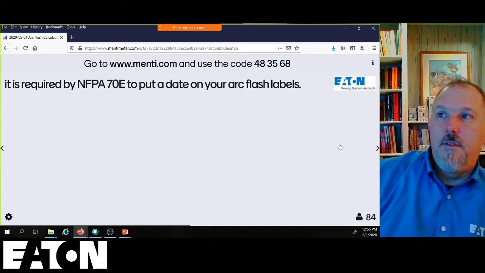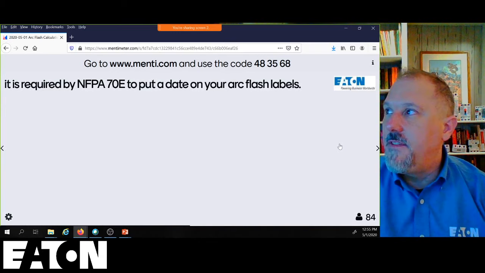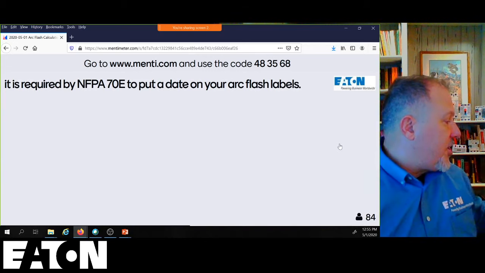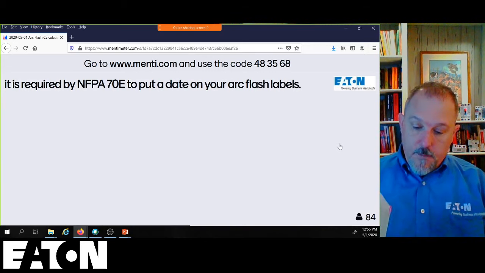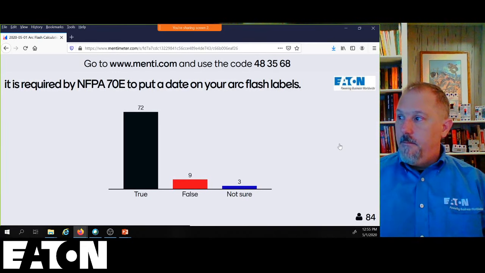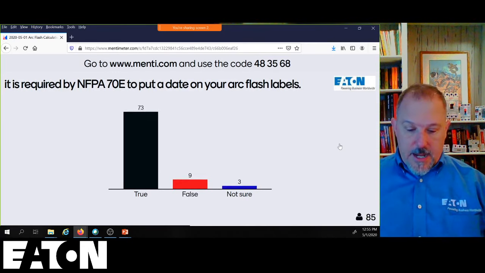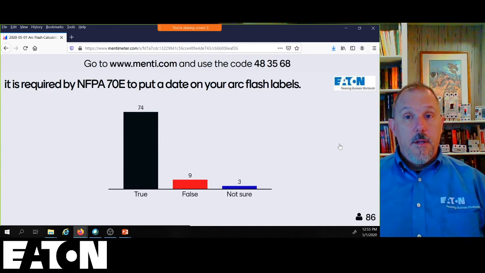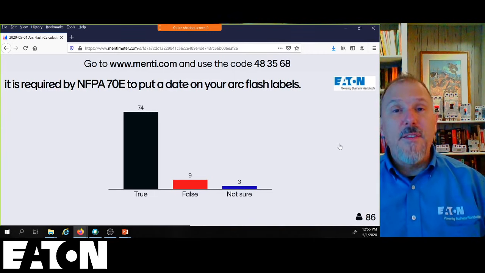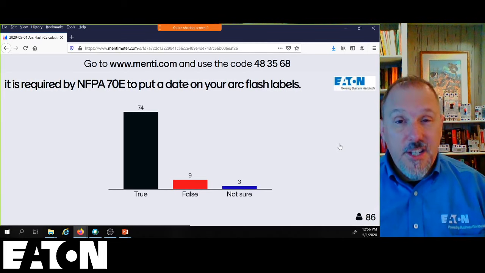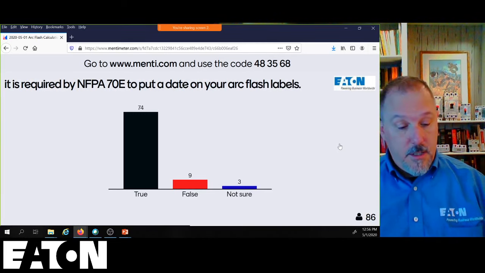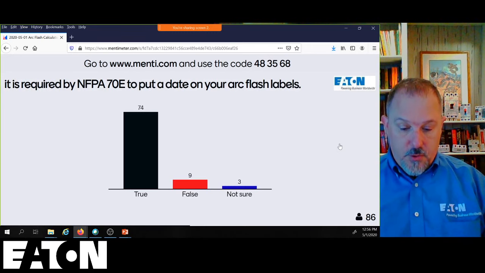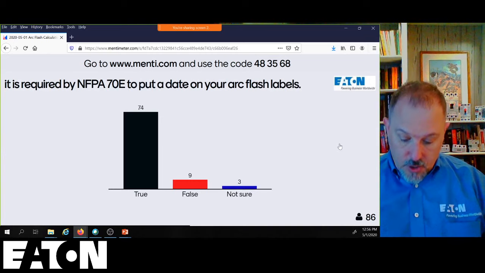I'm clicking and it ain't moving. All right, it is required by NFPA 70E to put a date on your arc flash labels. This is a true or false. I've got 72 trues and 9 falses. Wow. Let me just tell you something. Anonymity is only good when you have a mix, okay? But when you have such a drastic difference, anonymity pretty much goes out the door.